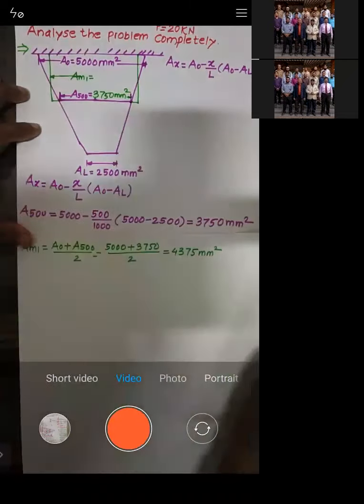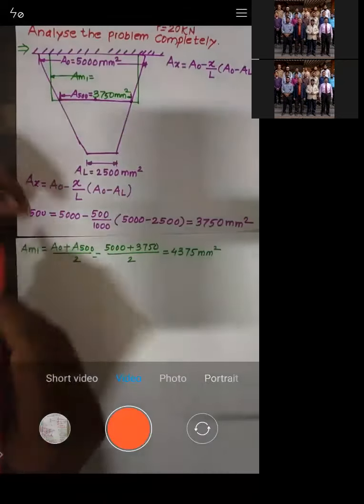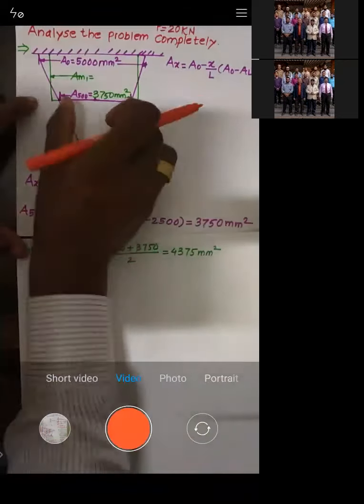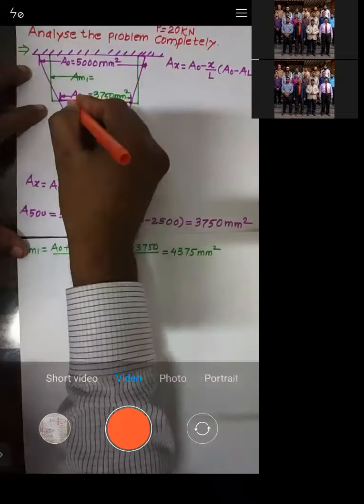The same procedure I need to repeat to calculate the mean area for this one. So I will now calculate the mean area for this particular section. Here the area is 3750, here the area is 2500, so I'll just take the mean of these.